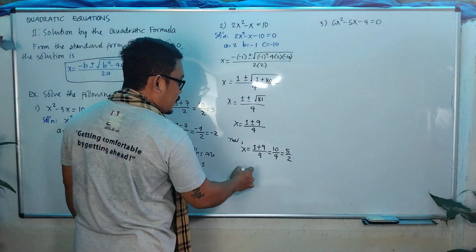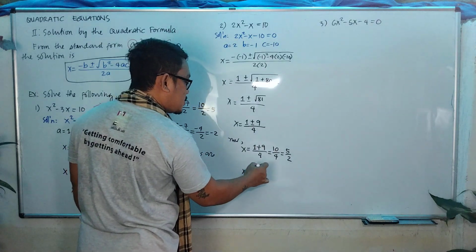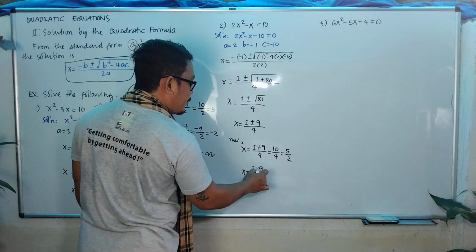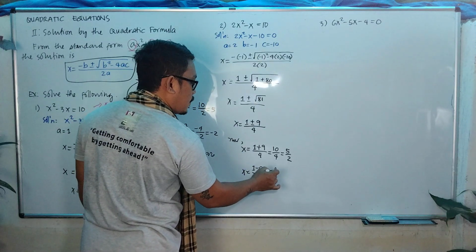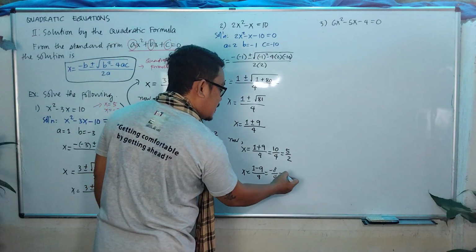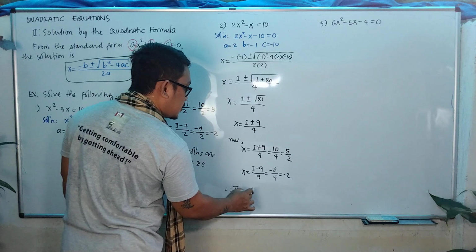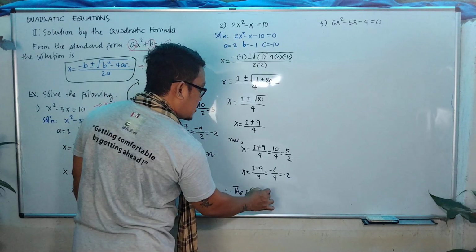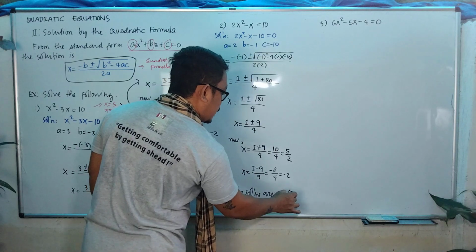Now for the other value of x, the minus: 1 minus 9 over 4. So 1 minus 9 is negative 8 over 4. Negative 8 divided by 4 is negative 2. So therefore, the solutions are negative 2 and 5 over 2.